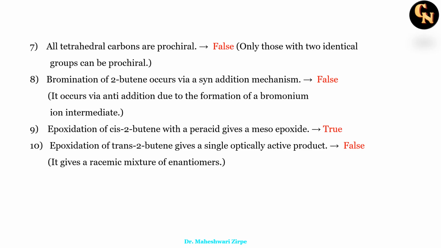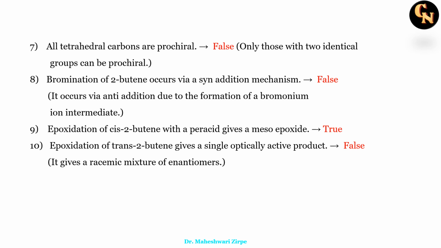Next one is: epoxidation of cis-2-butene with a peracid gives a meso epoxide. So here cis gives meso product, that we know. So this statement is true. Okay, epoxidation of cis-butene using a peracid is going to give us an epoxide, so you will be getting a meso epoxide.